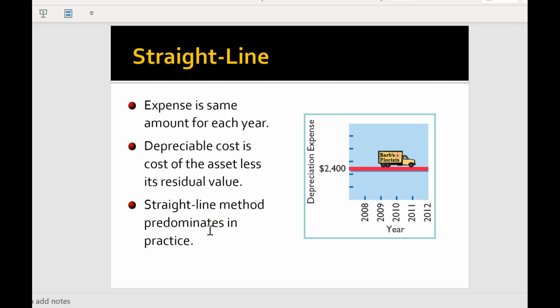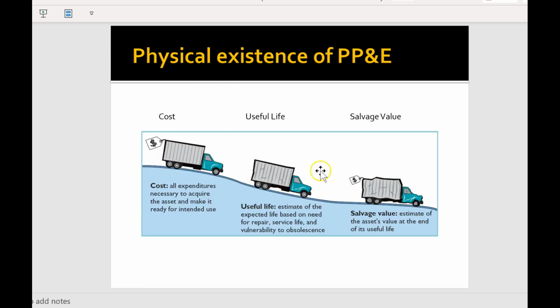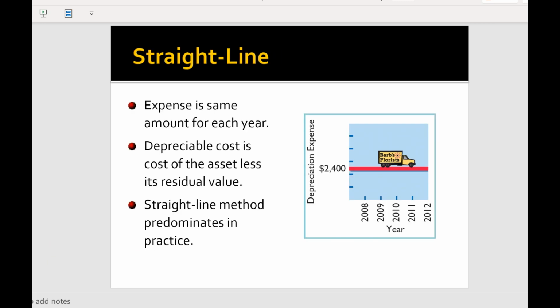Let's talk about straight line. Straight line depreciation assumes that the truck is being used pretty evenly throughout, say, 6 years, 5 years of the useful life, which means the firm determined that the truck is going to degenerate in physical existence evenly throughout these 6 years. In that case, we would recognize depreciation expenses evenly throughout the 6 years of the asset, or evenly throughout the useful life of the asset.